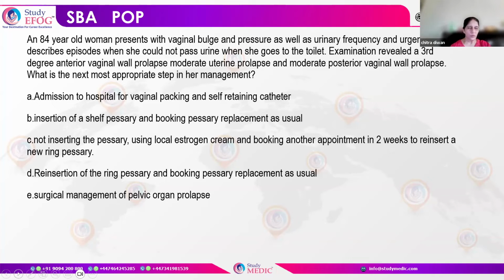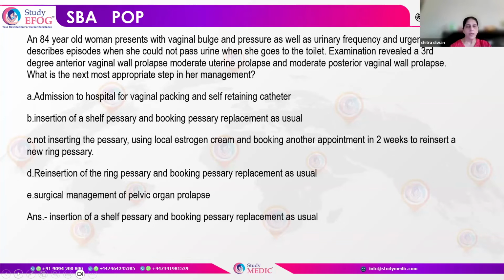She is 84 years old, so you will not offer her surgery. The obvious thing that you would do for her is insert a shelf pessary now, and remember that whenever you are inserting a shelf pessary, you will call her back again, because the shelf pessary has to be removed and replaced. So, booking for a pessary replacement as usual.